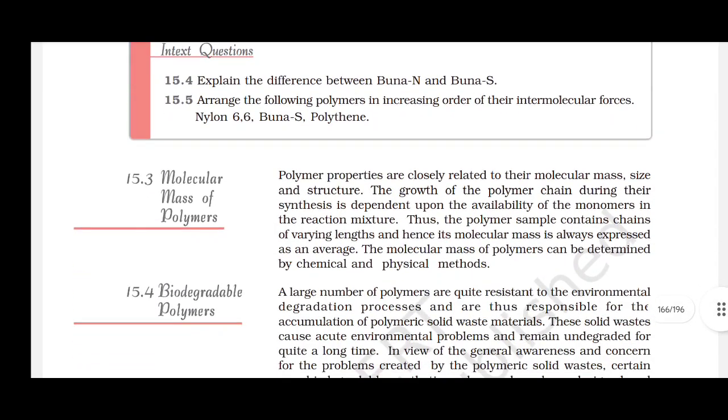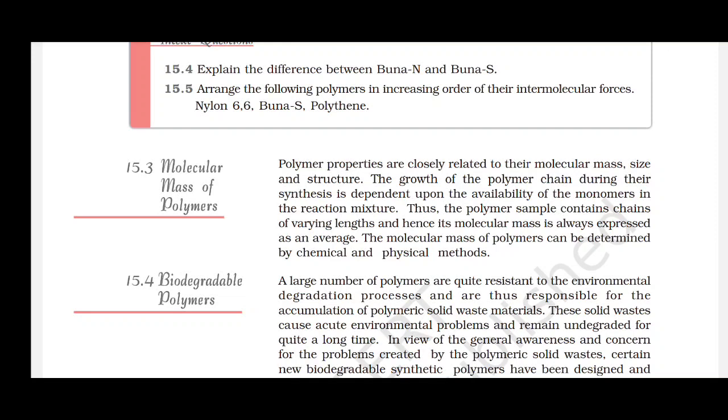Molecular mass of polymers. Polymer properties are closely related to their molecular mass, size and structure. The growth of the polymer chain during their synthesis is dependent upon the availability of the monomers in the reaction mixture. Thus, the polymer sample contains chains of various length and hence its molecular mass is always expressed as an average. The molecular mass of polymers can be determined by chemical and physical methods.